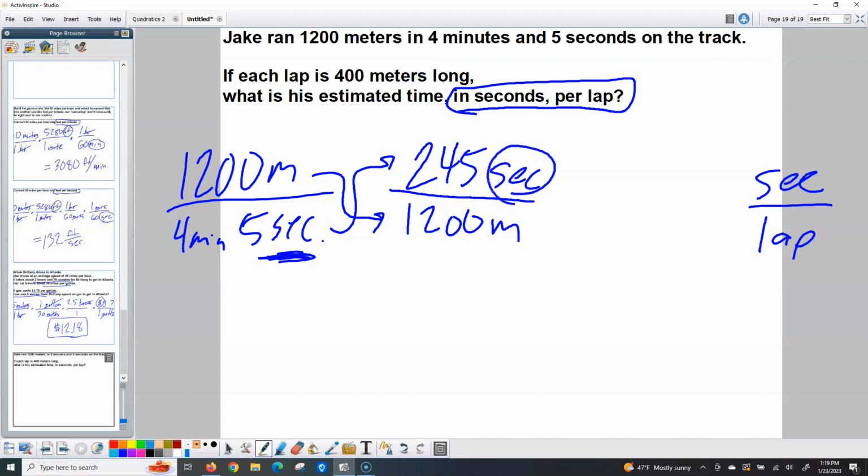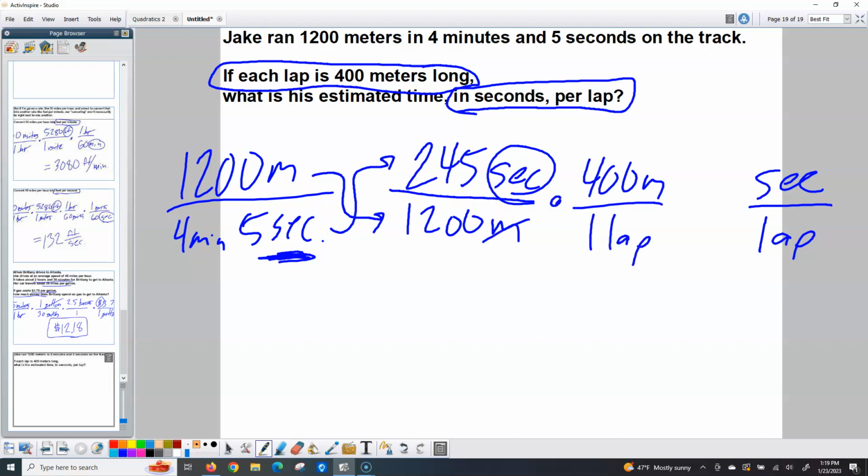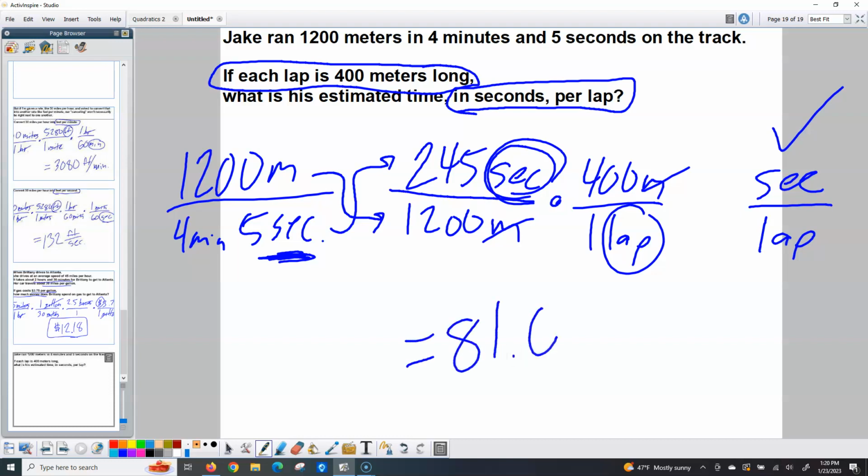So I want seconds per lap. I have seconds on top. Check. I need something to cancel that meters out on the bottom. It tells me that every lap is 400 meters long, so I'm going to put meters up top. That's 400 meters over 1 lap. That way the meters have canceled, and I have seconds per lap, which is what I wanted. And I'm going to multiply 245 times 400 up top. And then on the bottom, I'll have 1,200. And that should give me about 81.67 seconds per lap.